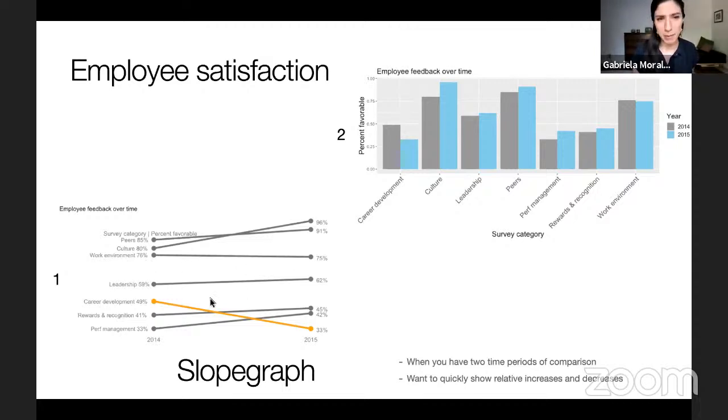Work environment is about the same. Leadership is about the same. Rewards and recognition and perf management, they all went up. But this one, career development, it really went down. So I use color here to emphasize this one. That is the one that I want you guys in HR to focus on.